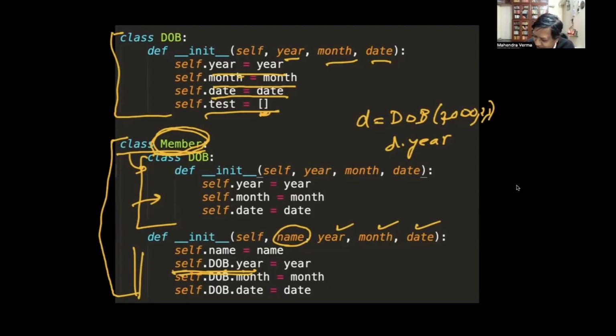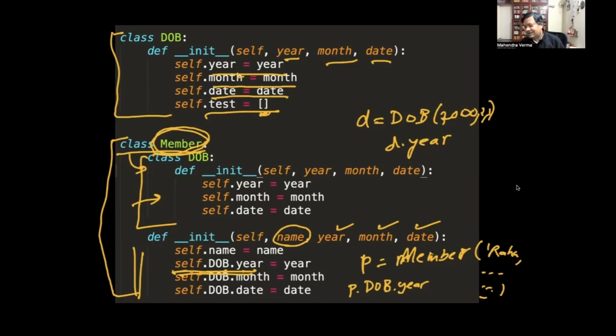So if I were to say P is a member, you're going to put a name, Rahul, and date of birth. Okay, the three things. Then if I want the year of this, P.dob.year. If I print this, I'll get the year of birth of the person P, whose name is Rahul.